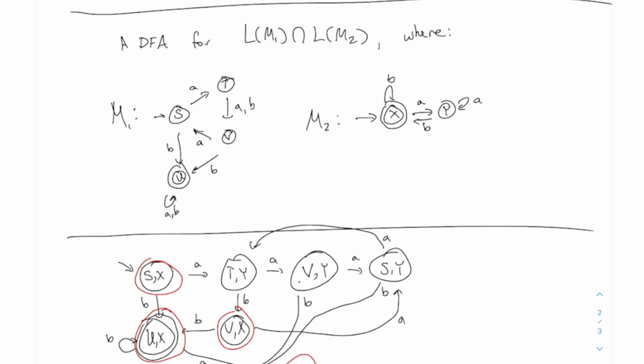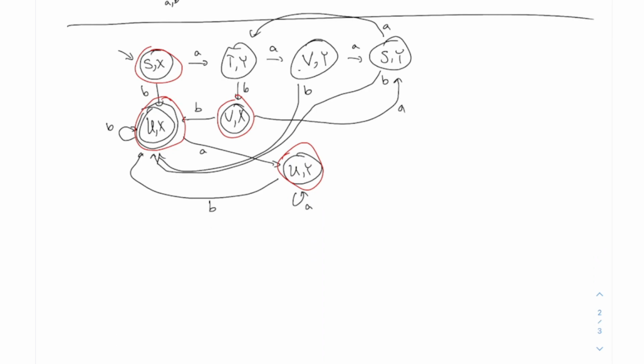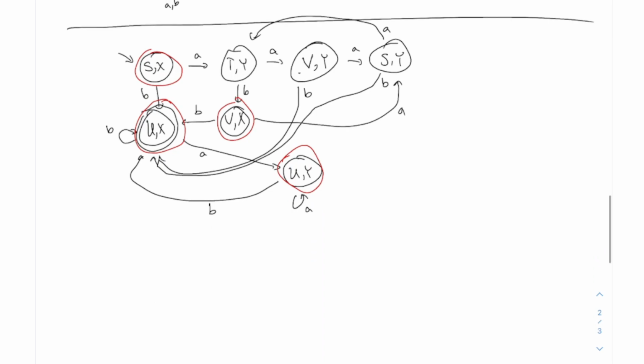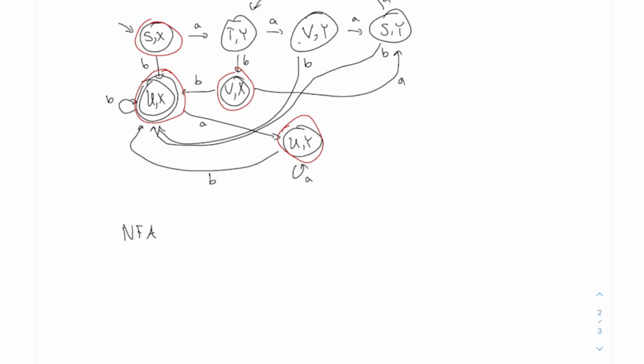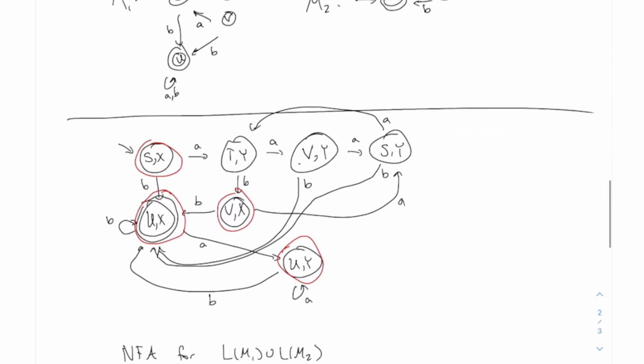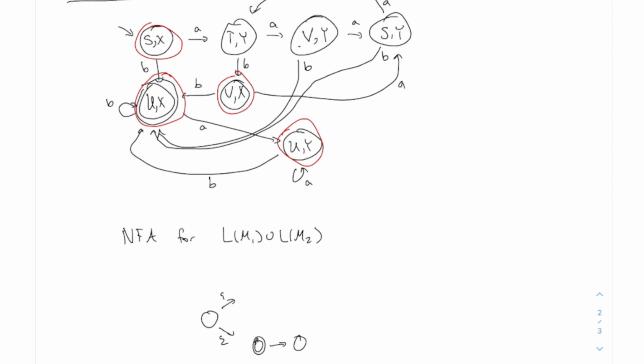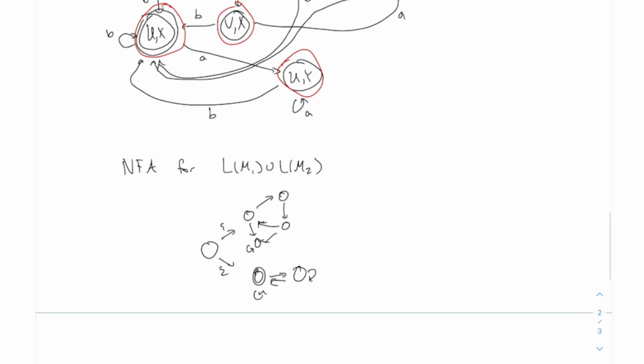Yep. You just use or, so you have a starting state and then you branch off. So to get an NFA for L of M1 union L of M2, you could just do this thing, and then paste those two diagrams exactly as they are. So this one here, and then this one up here. Something like that, right? This is an NFA for the union.